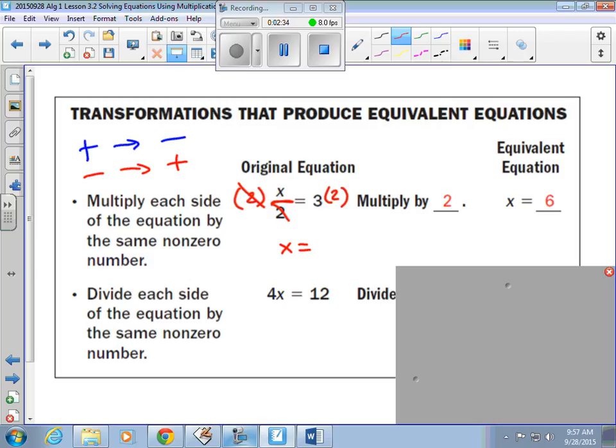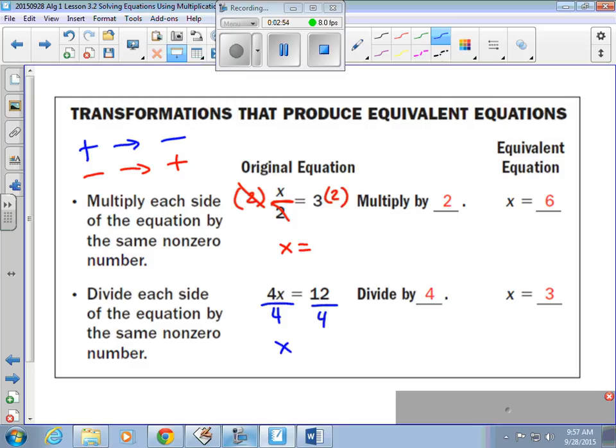Division also cancels out multiplication. This next one, 4 times x, you want to get x by itself, so you cancel out times something by dividing. We want to keep x, so divide by 4. If you divide the left, again, balance says you have to do it to the right, and 12 divided by 4 is 3. x is 3.